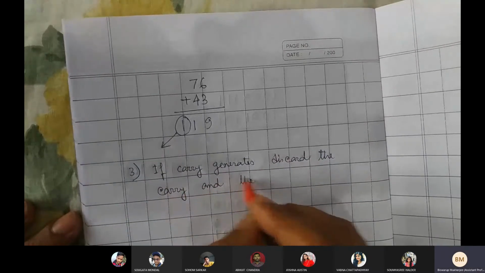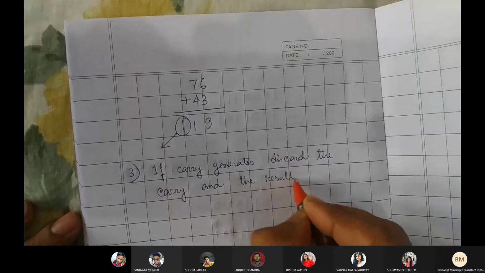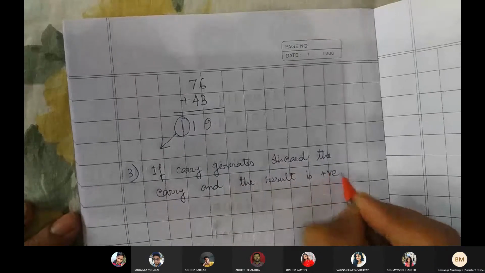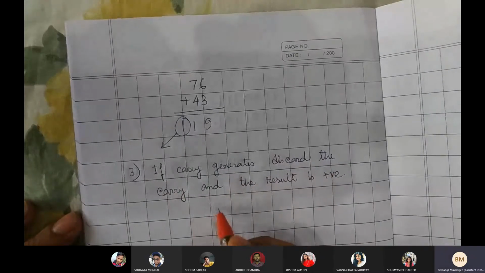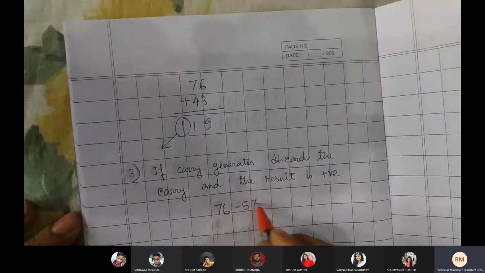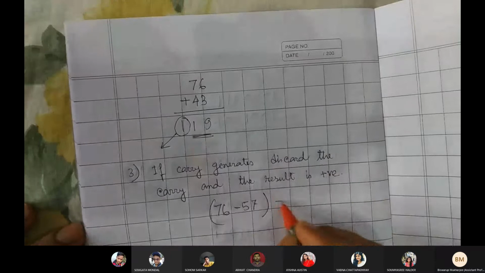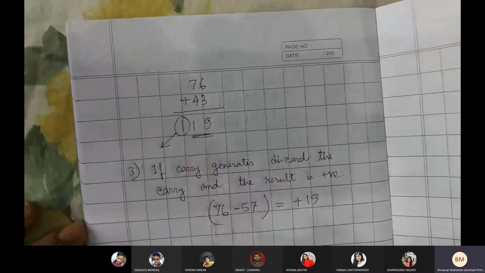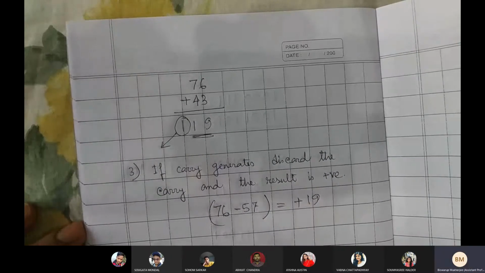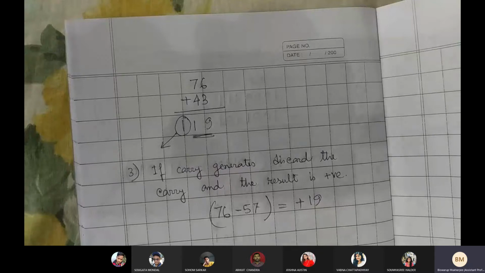And the result is positive. So what is the result? The result is 76 minus 57 is equal to 19, with a positive sign. That's the process. Opposite.